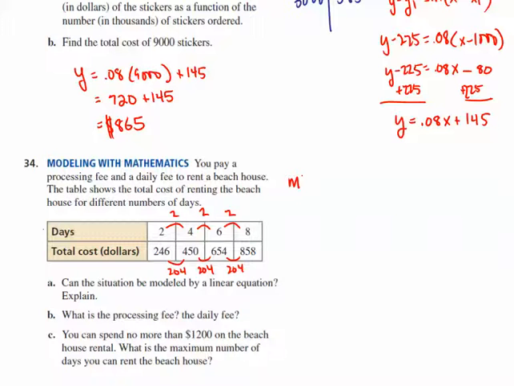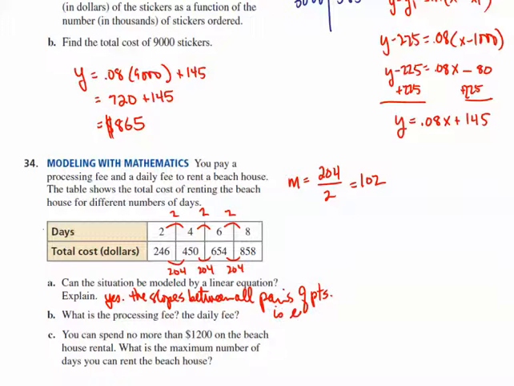So to find the slope, we have the change in y. Make sure you put the change in y on top over the change in x, and that gives us a slope of 102. So can it be modeled? Yes. The slopes between all pairs of points are the same, or equal.